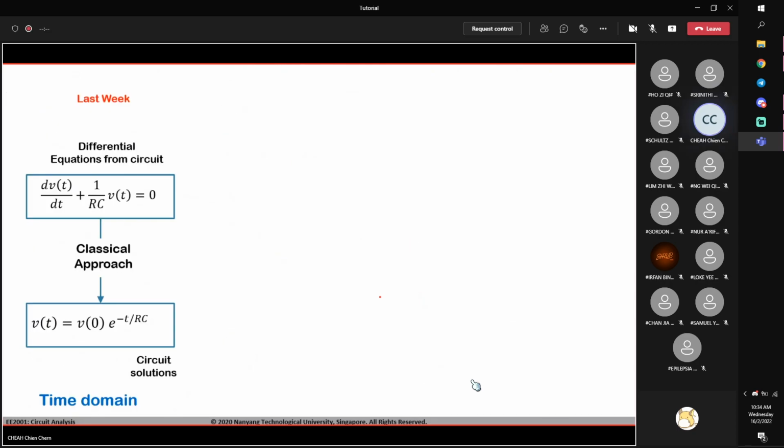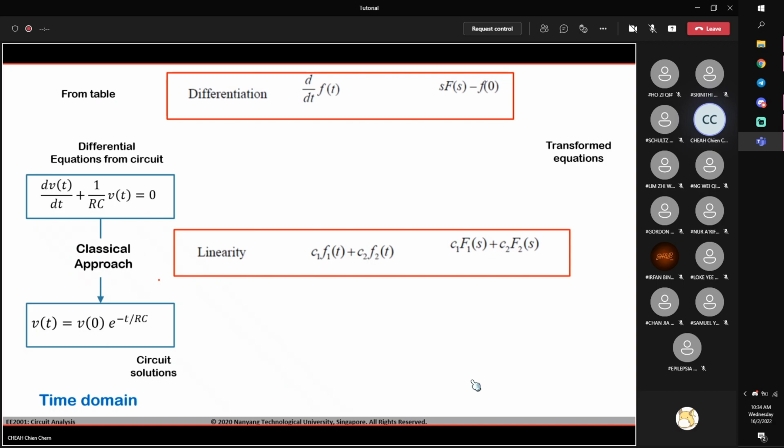Okay, let us move on. Now, in the earlier weeks, we have seen how to solve first order source-free circuits, correct? It means that you basically integrate this equation and you get a solution. Actually, this can be solved in the Laplace domain by using these two properties.